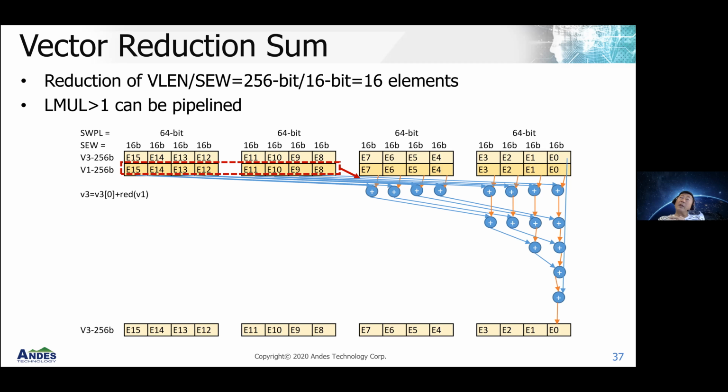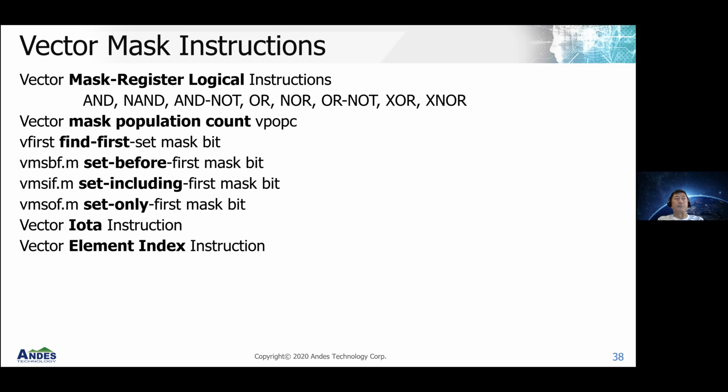And for the ordered operation, it means that you have to do one at a time. So there are 16 serialized floating point add operations at 3 cycles each. So the latency of the reduction sum for the ordered would be 48 clock cycles. Okay.